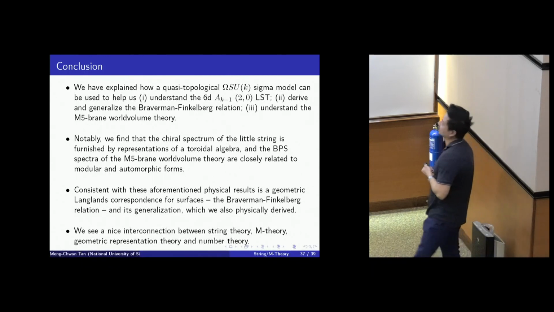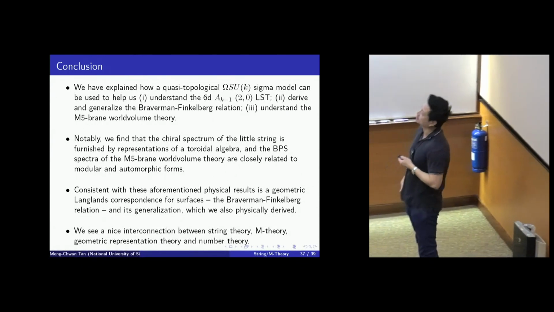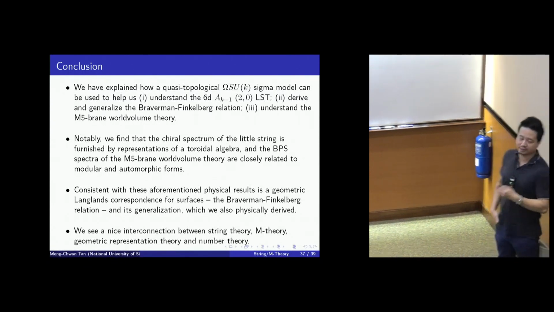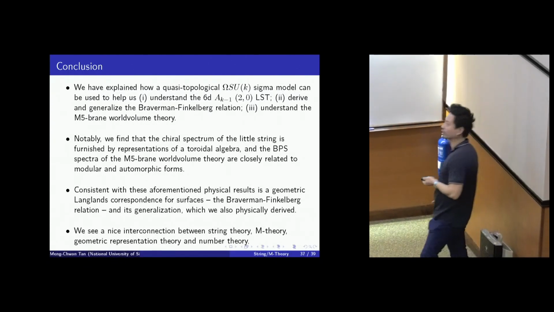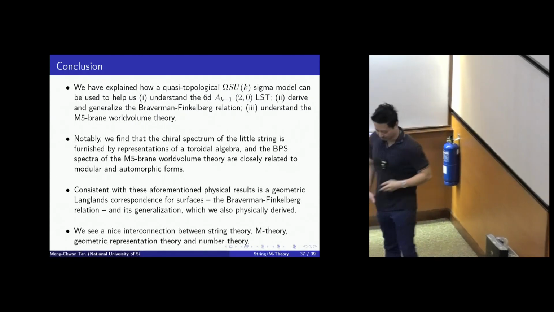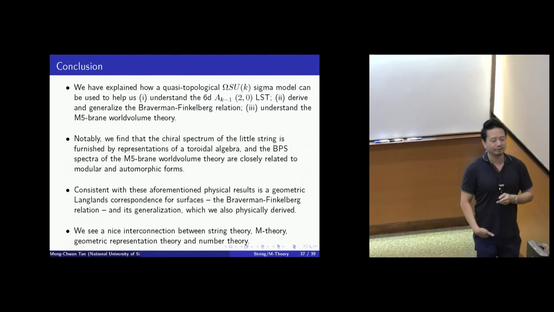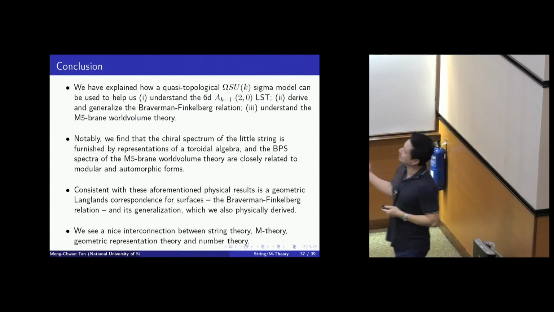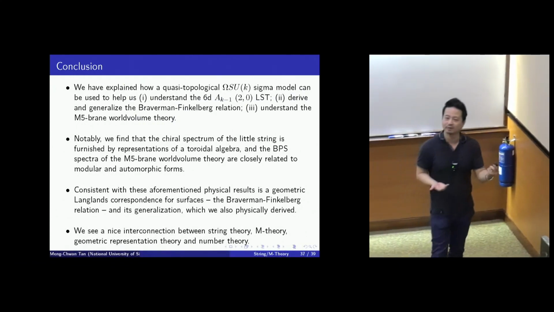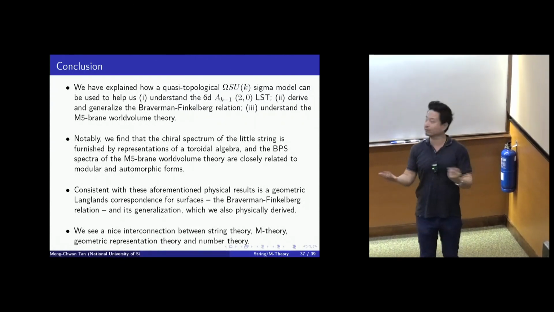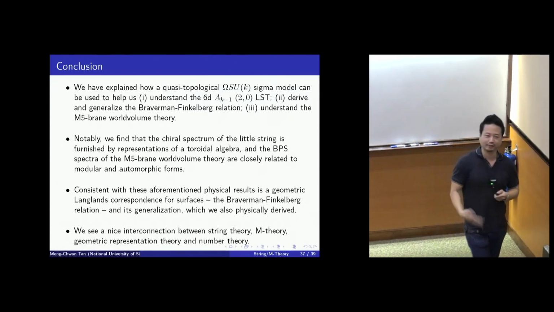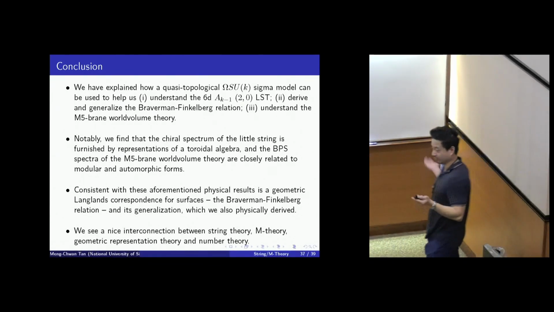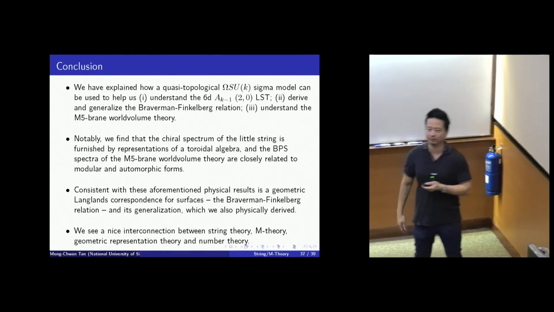Consistent with these aforementioned physical results is the geometric Langlands correspondence for surfaces, the Braverman-Finkelberg relation, and its generalization, which we also physically derived. As I mentioned here, this serves as a source of a lab for me, if you will. Through this, you see a nice interconnection between string theory, little strings, M theory, the M5 brane, geometric representation theory, which is geometric Langlands itself, and number theory, because you have automorphic forms and modular forms, or cousins of those things.